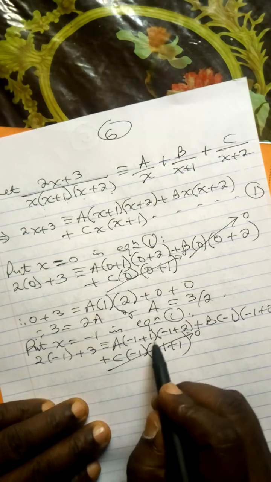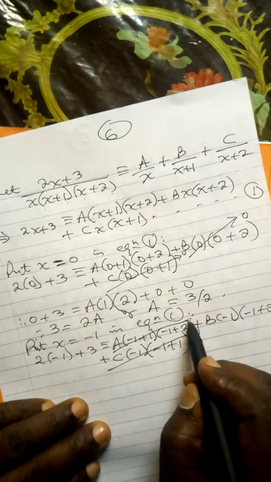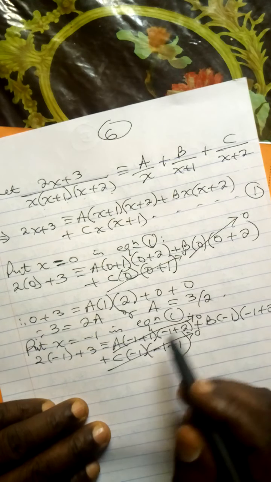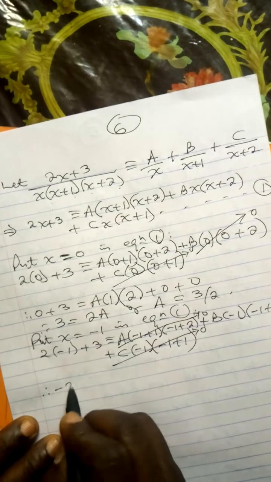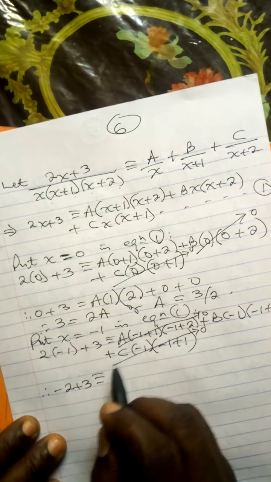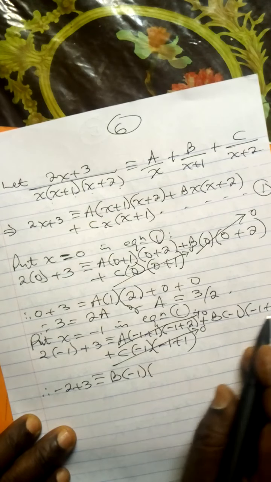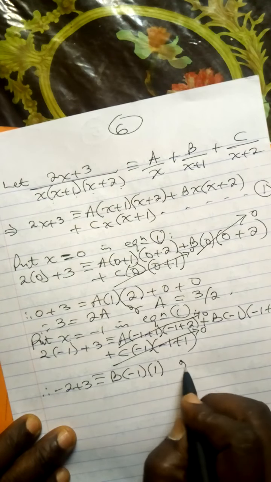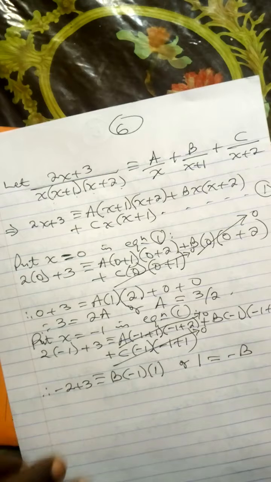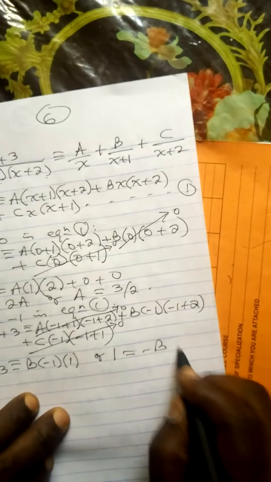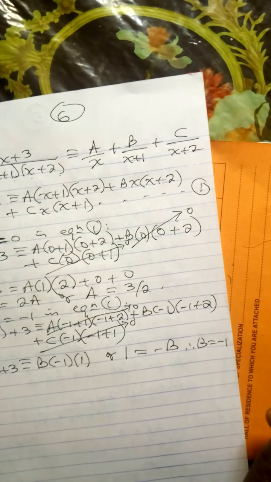Now, minus 1 plus 1 here again will be 0. So 0 times everything there will be 0. So by so doing, constants a and c are eliminated. I am now left at the left hand side with minus 2 plus 3 is equivalent to b into minus 1 into minus 1 plus 2, which is 1, or 1 is equal to minus b. Therefore, b equals minus 1. So the value of b is also known.